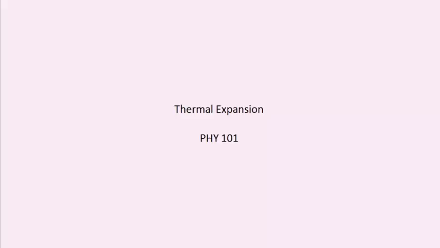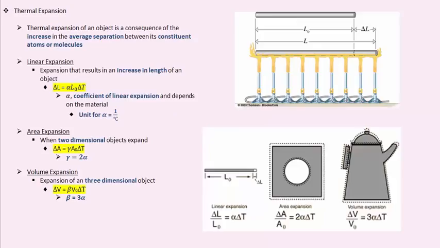In today's video, we will learn about thermal expansion. We see that thermal expansion is due to the consequence of the increase in the average separation between its constituent atoms or molecules. There are three types of expansions that we will review today: linear expansion, area expansion, and volume expansion.